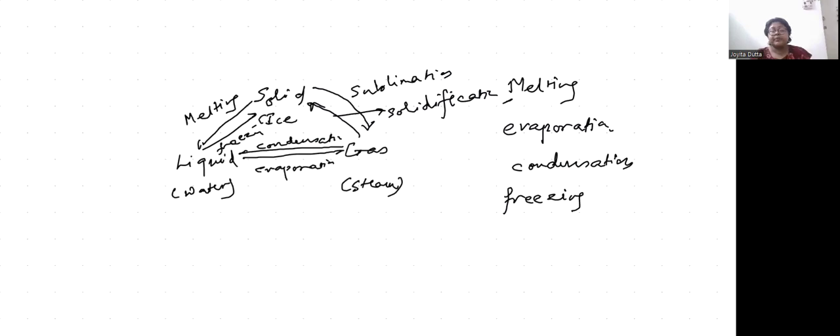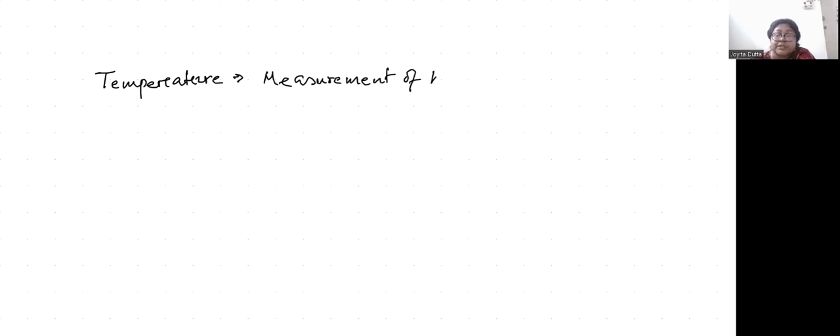So the whole chapter consists of matter, the states of matter, and the conversions of matter. Here, there are a few more things that I would like to bring to your notice. Whenever I am talking about change, I am talking about something called temperature. Temperature is nothing but the measurement of heat.